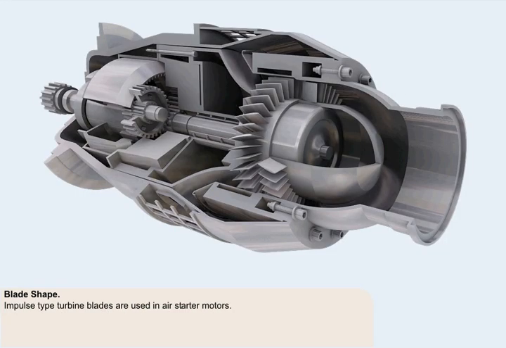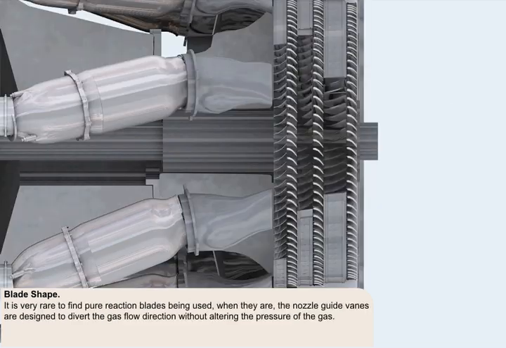Impulse type turbine blades are used in air starter motors. It's very rare to find pure reaction blades being used. When they are, the nozzle guide vanes are designed to divert the gas flow direction without altering the pressure of the gas.